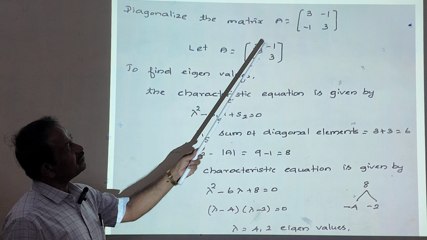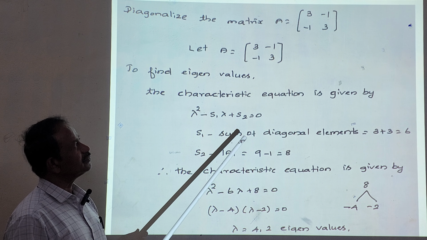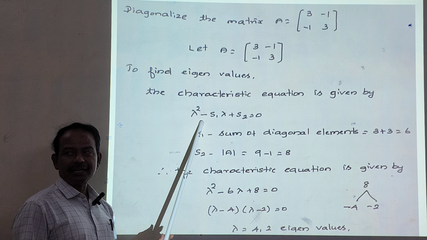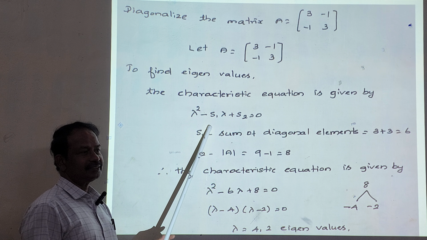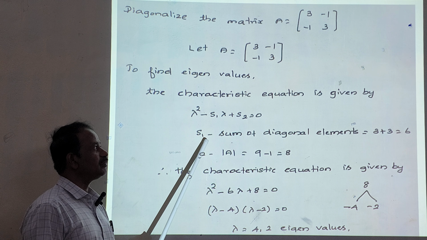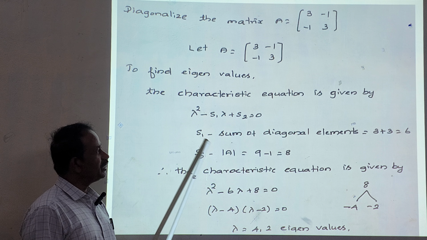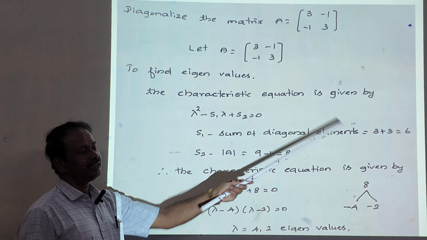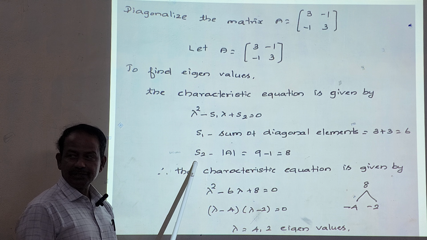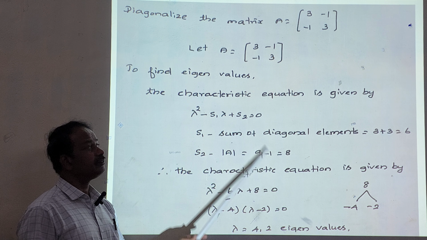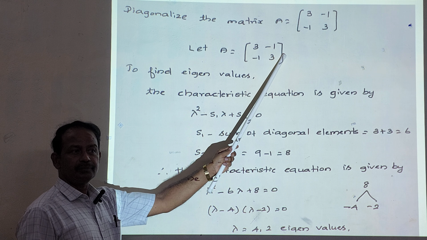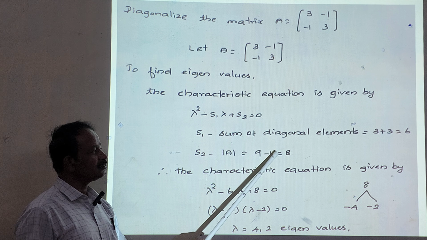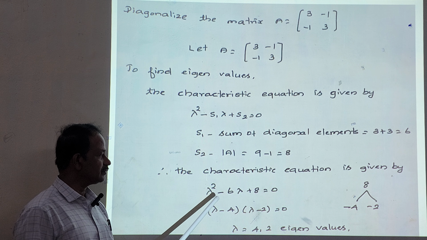Diagonalize the matrix A equals 3, minus 1, minus 1, 3. Use the formula to get the characteristic equation, lambda squared minus S1 lambda plus S2 equal to 0. Your S1 is nothing but the sum of the diagonal elements. So 3 plus 3 equal to 6. S2 will be the determinant of A. So that will give you 9 plus 1, so minus of minus 1, which is equal to 8.